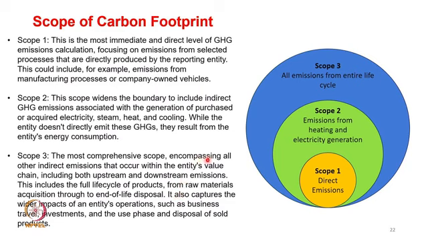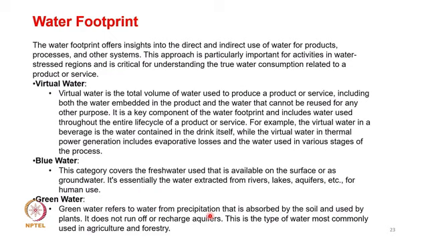And the last is the scope 3, where emissions from the entire life cycle. This is the most comprehensive scope, encompassing all direct and indirect emissions that occur within the entity's value chain, including both upstream and downstream emissions. This includes the full life cycle of a product from raw materials acquisition through end of life disposal. It also captures the wider impacts of an entity's operation, such as business travel, investment, and waste disposal, and so on and so forth.